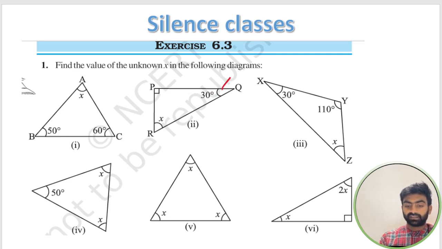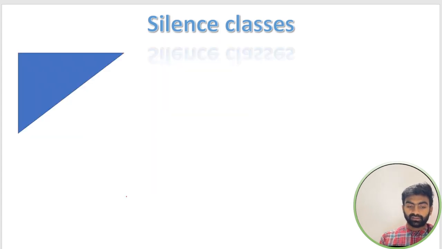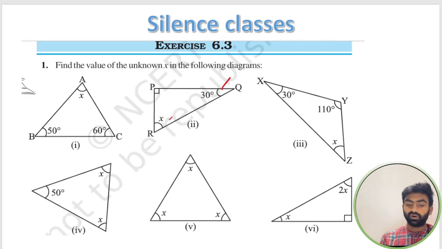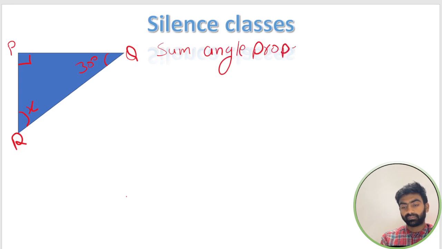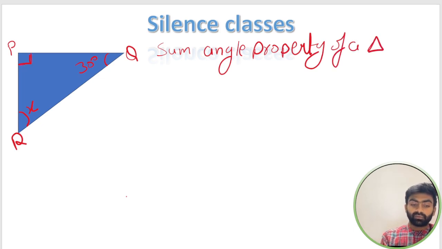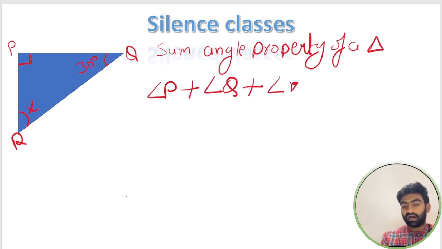This is 30 degrees and this one is x. P, Q, R. This one is P, this one is Q and this one is R. This angle is 90 degrees, this angle is 30 degrees, and this angle we have to find out. We have to find out the value of angle R. So we can write down the same angle sum property of a triangle.